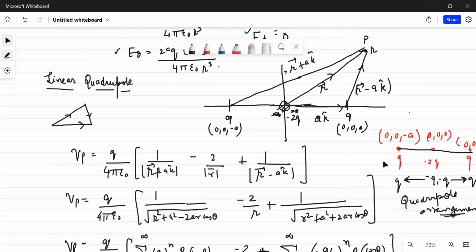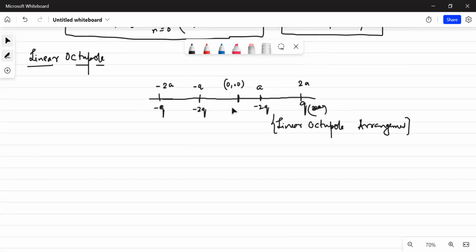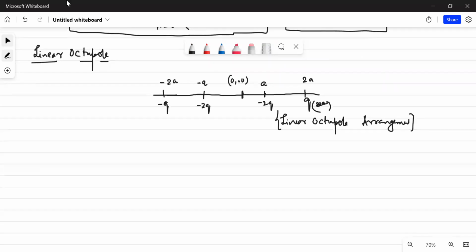Similarly, today we are going to do something called a linear octupole arrangement. A linear octupole arrangement is given by this. Let us try to find what will be the potential due to this linear octupole arrangement at any point P, which is at a distance small r from the origin. So let us try to do that.